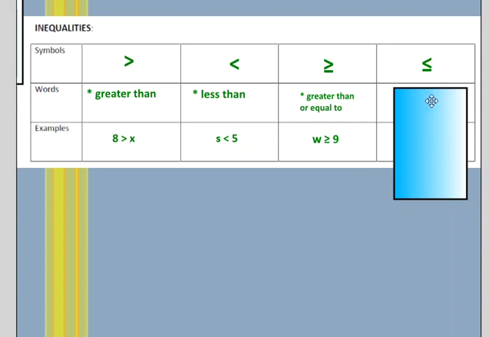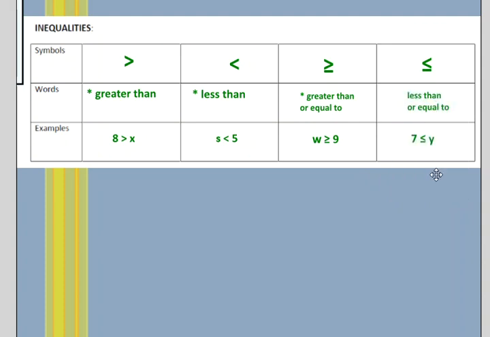Then there's a less than or equal to symbol, the fourth of the inequality symbols. And there's an example right there. 7 is less than or equal to y. 7 is less than or equal to y. So those are just examples. Those are the words that we would use when we see them.